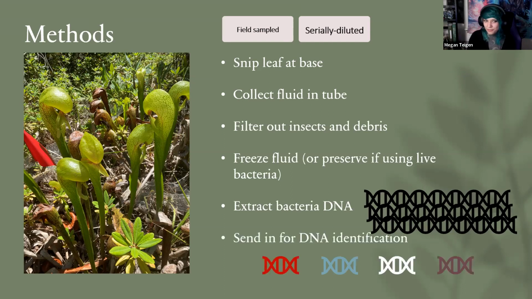At that lab that we send it to, they then break the DNA into a bunch of individual pieces, and a machine basically reads each of those pieces one by one. Then they send us a big old file of all those pieces, and we can match it back to a database that tells us exactly what bacterial species we collected.